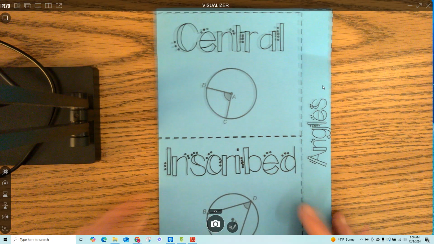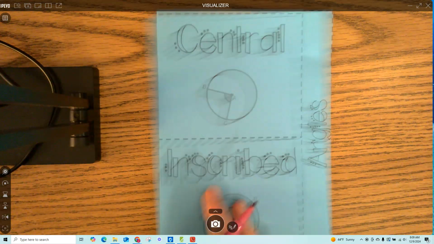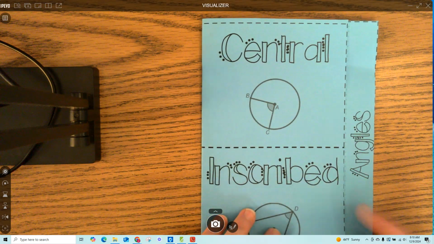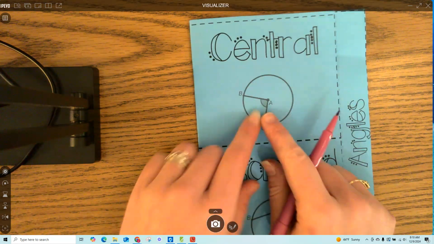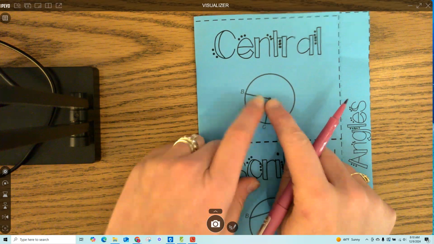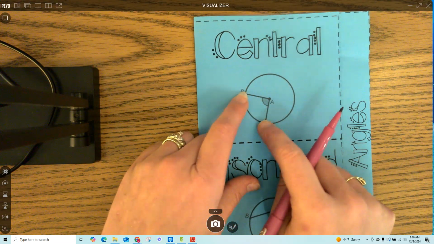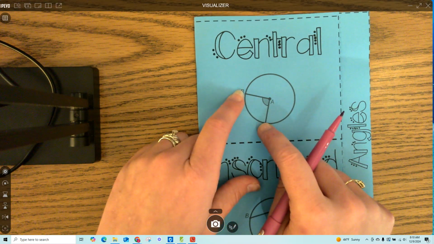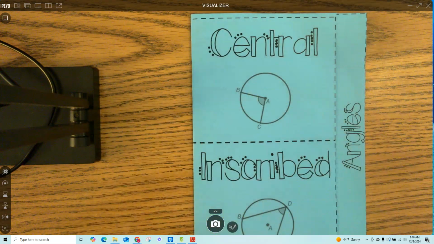This video is for the central and inscribed angles notes. This is lesson 6.2. All right, let's look at central angles. A central angle comes from the center of the circle, and the two legs of the angle hit the edge. So both of these legs are a radius of the circle.